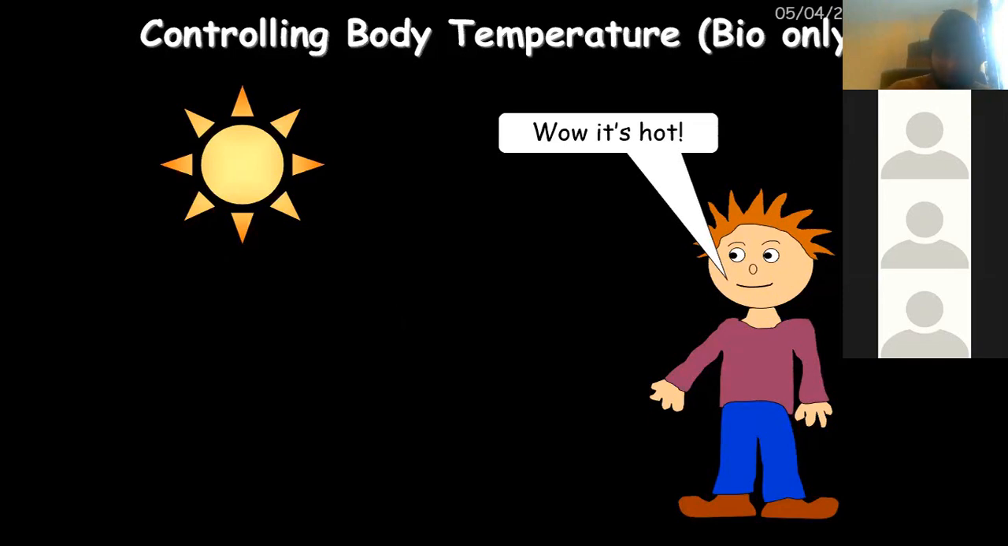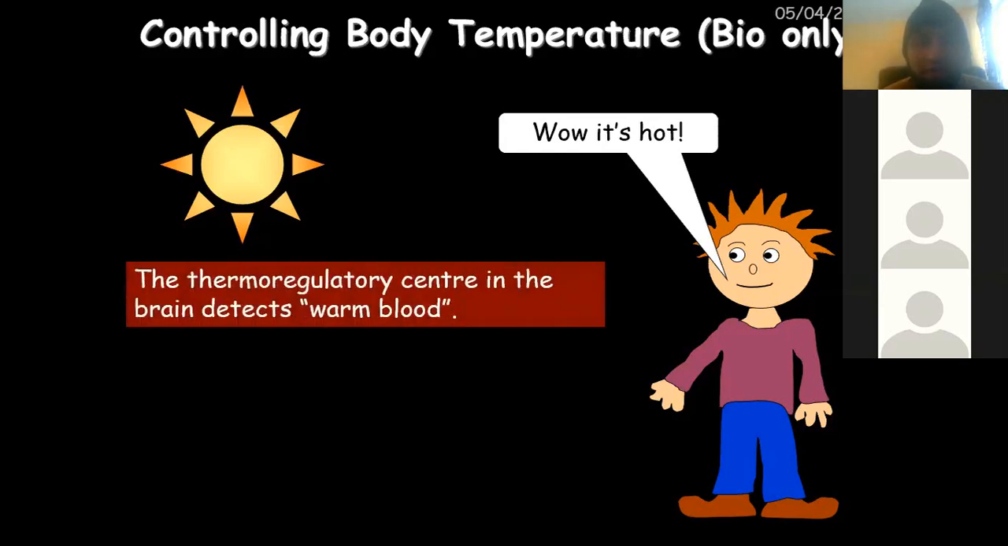Thermoregulatory. There's a very good one. There's something called a thermoregulatory center in the brain. It detects blood. There's also what we call the hypothalamus, which we're going to talk about. So write this down, controlling body temperature. First of all, our body temperature is sensed by the sensors in our skin.